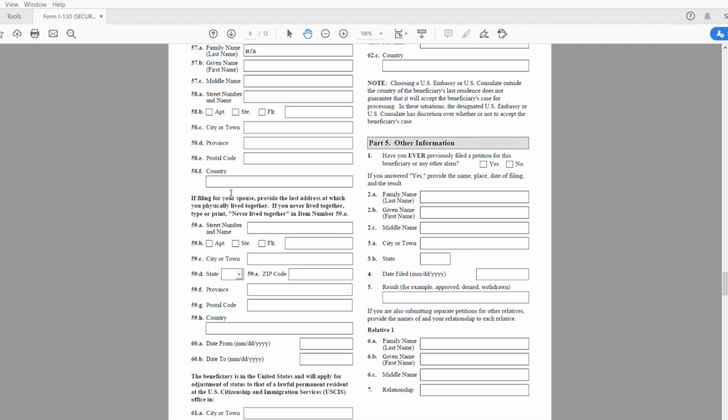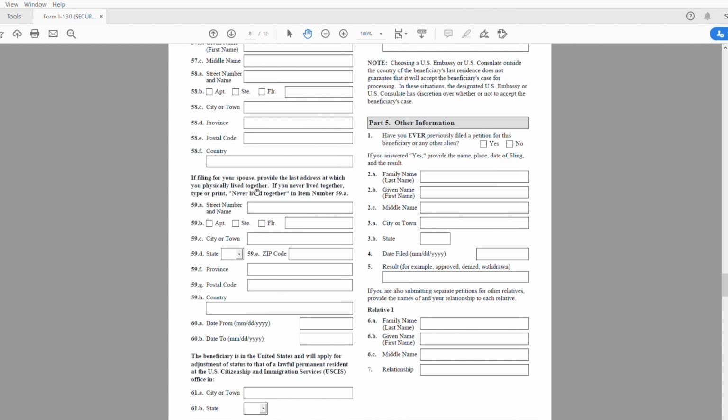If filing for your spouse, provide the last address at which you physically lived together. If you never lived together, type or print never lived together in item number 59A. So if you are applying for a spouse and you both have lived together or started to live together recently, you would indicate the address that you live together, the date it started, and if you're currently still living there, you would write present here. Here, since the petitioner lives in the US and Pooja's in India, they have never lived together, so we would indicate that here.